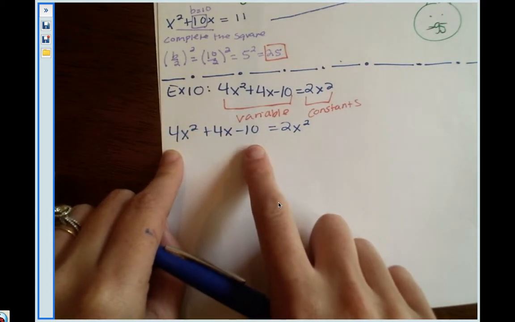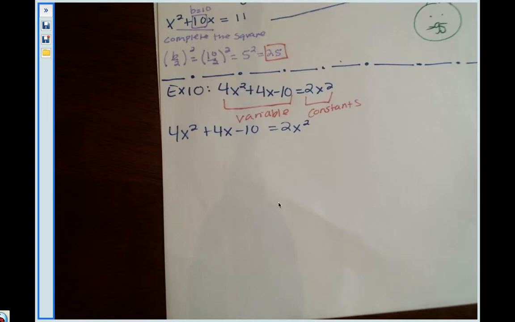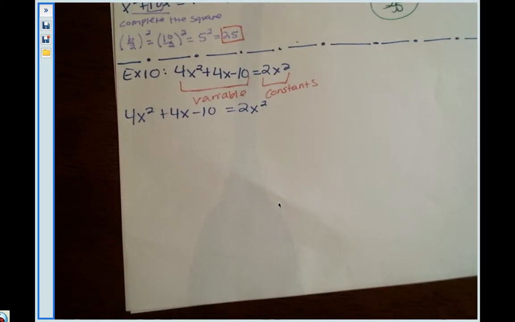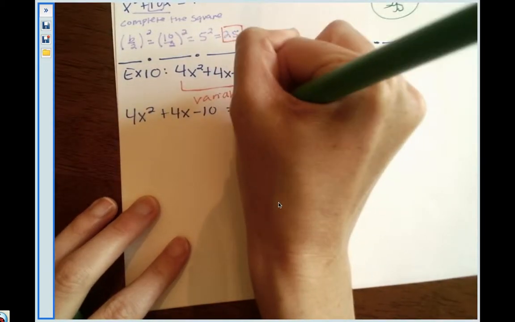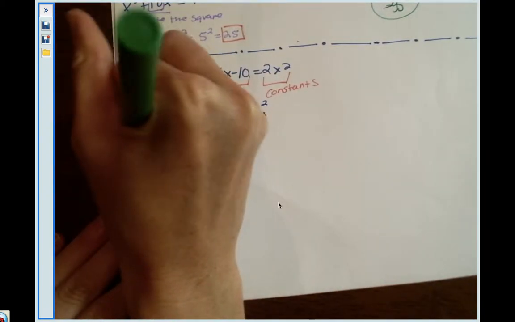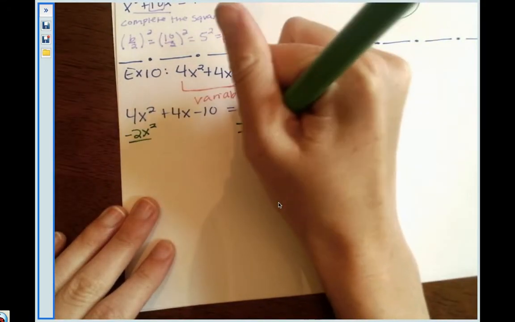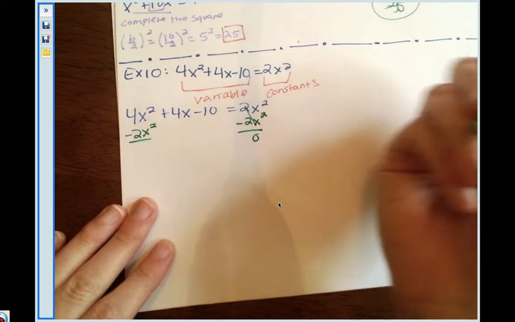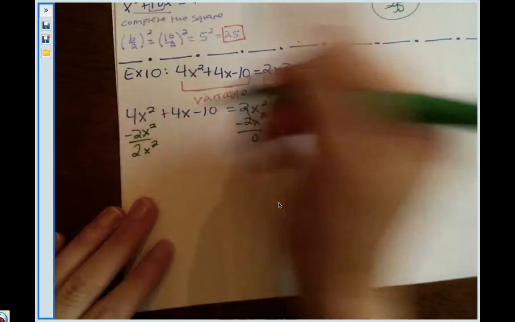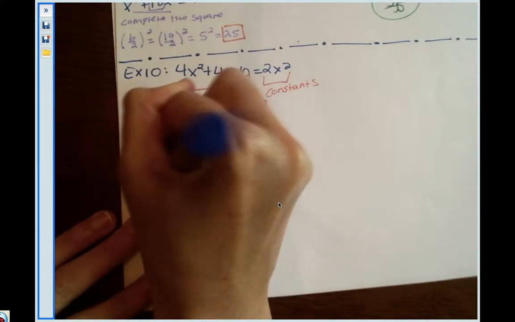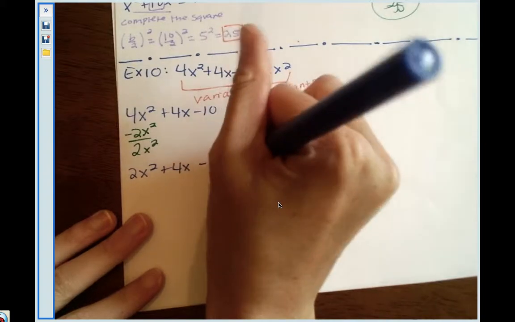Which one of these terms can I combine the 2x squared to? Oh my goodness, you guys are on it today. It is the 4x squared. So how do I move a positive 2x squared to the other side? I would subtract 2x squared on both sides and combine it with my 4x squared. 2x squared minus 2x squared cancels and turns to 0. 4x squared minus 2x squared is 2x squared. So I'm left with 2x squared plus 4x minus 10 equals 0.